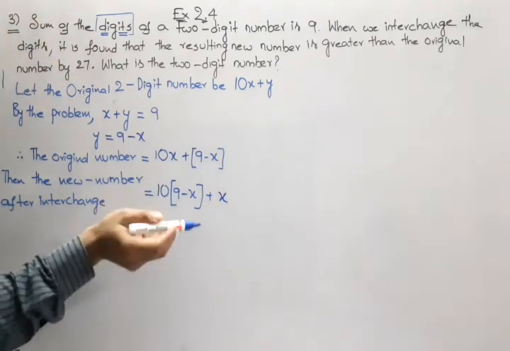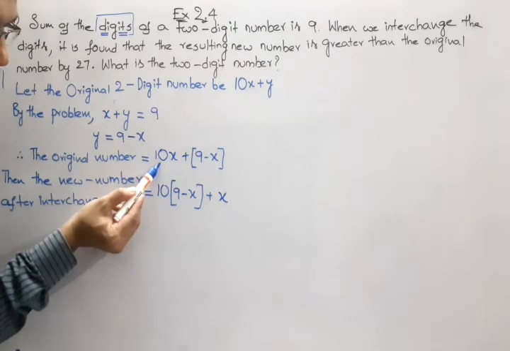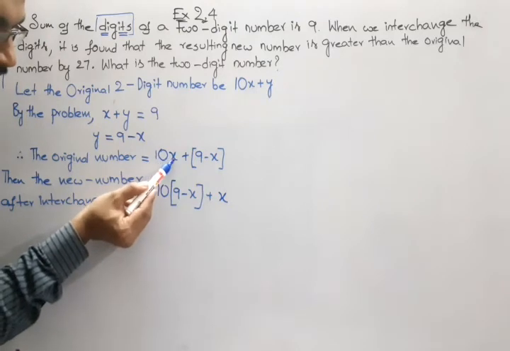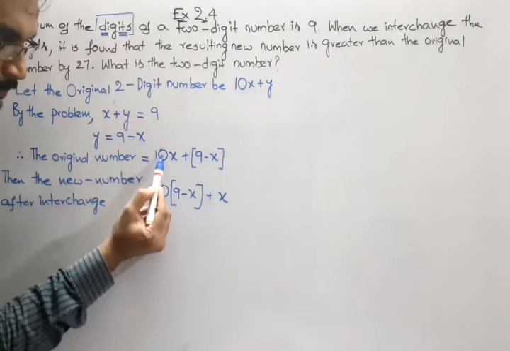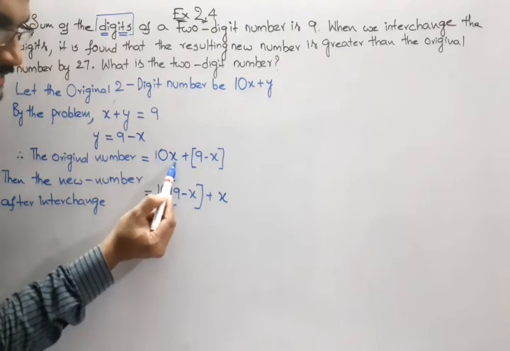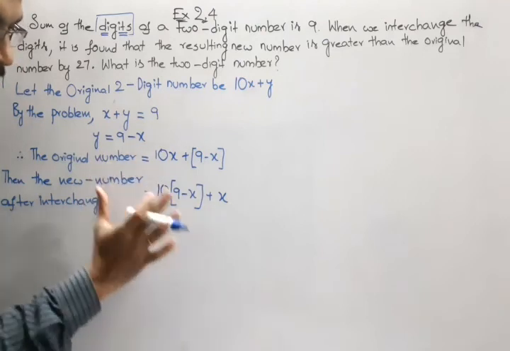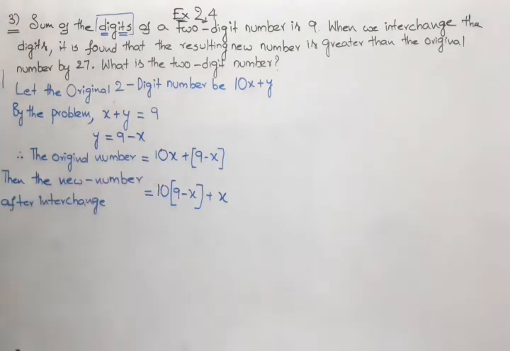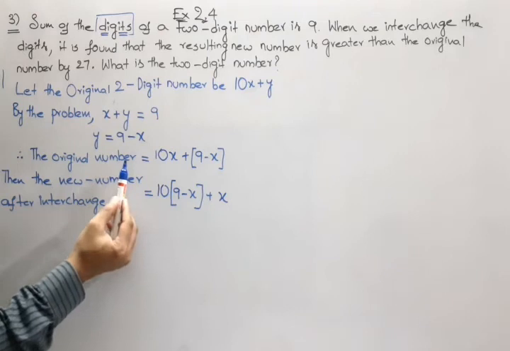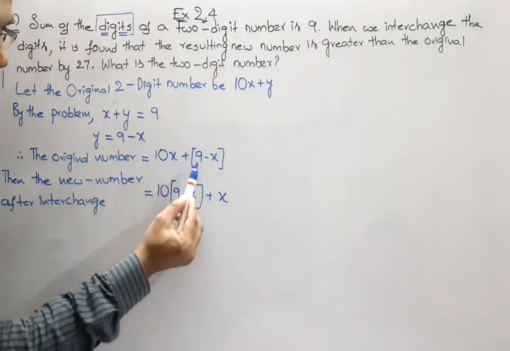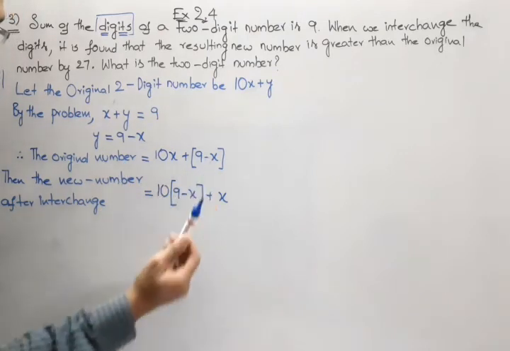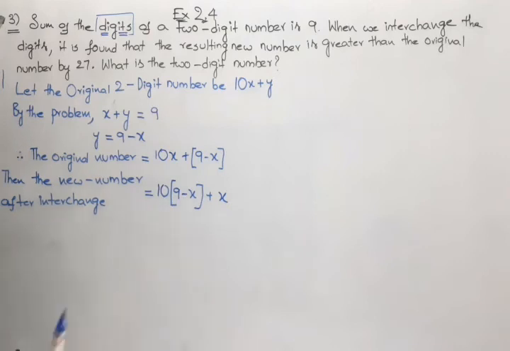I am repeating the same again. This 10 is a place value and it does not have any relation with x. 10 is the place value, x is the digit. We are interchanging digits only, hence 10 will be in the same place. Hope you are clear. So if the original number is 10x plus 9 minus x, the new number will be 10 into 9 minus x plus x. Now let us continue the question.